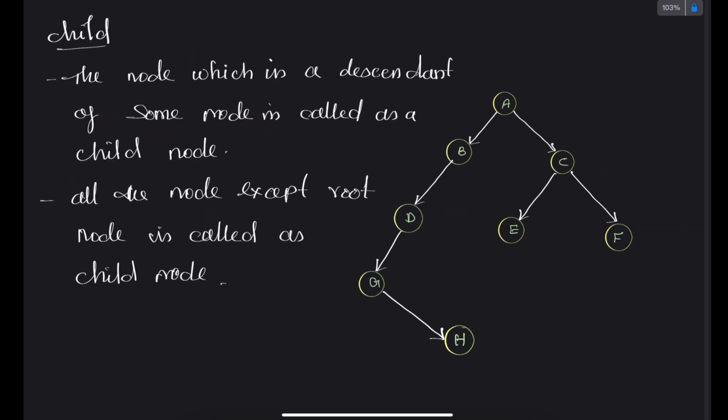The next concept is called a child node. The node which is a descendant of some node is called a child node. All the nodes except the root node are child nodes. From this diagram, C is a child node of A, and E is also a child node. F is also a child node, H is also a child node, and G is also a child node of D. D is a child node of B, and B is a child node of A. So A is the root node. The originating node may have two children or one or more children, and the children may have further children. Except the root node, all the nodes are child nodes.